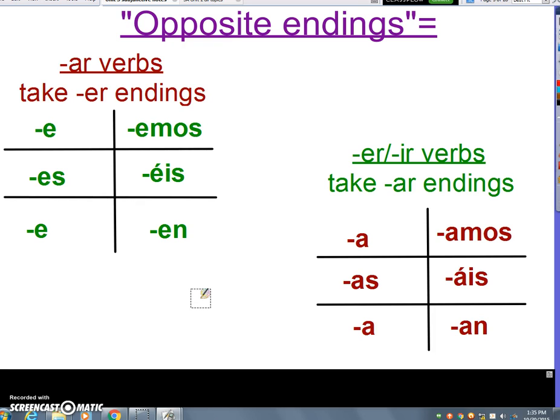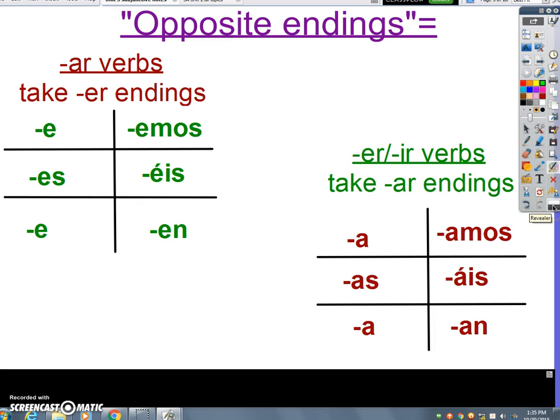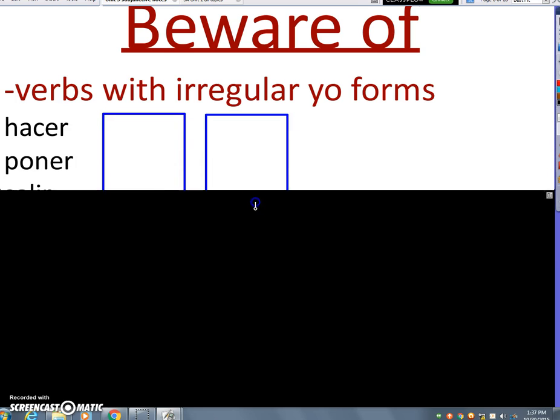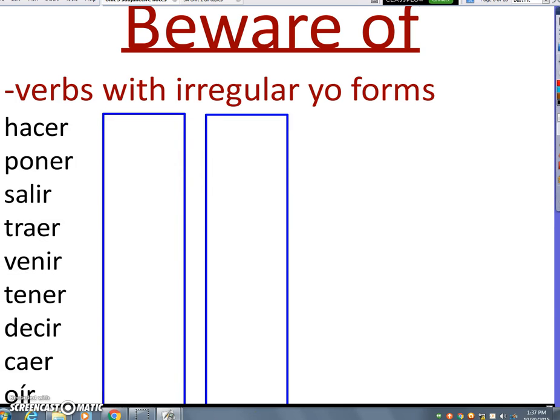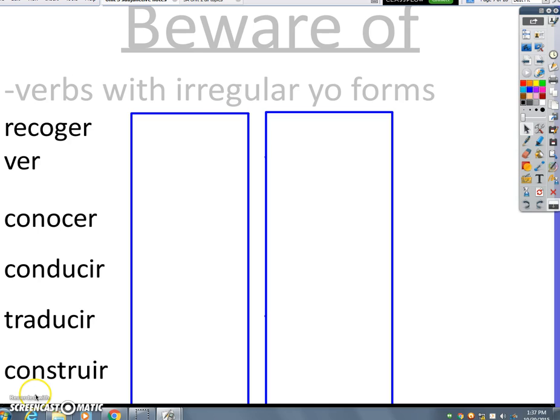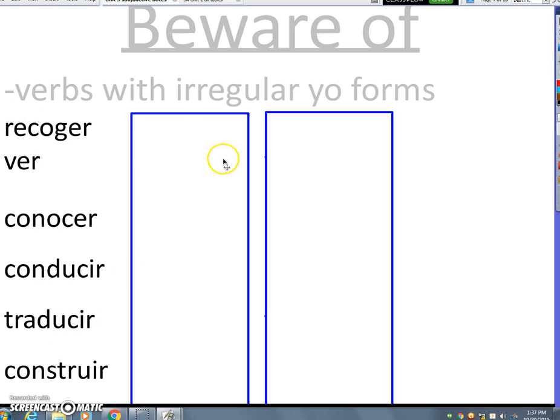Of course, there are some things we need to be careful of. If you remember your commands, what do we have to be aware of? We have to be aware of verbs with irregular yos, of which we know many. Because if the yo form's irregular, and we need to take the present tense yo form, drop the o, and add the opposite ending, that's going to affect our verbs. So here are some verbs with irregular yos. Go ahead and just write those down and leave space for us to fill these in together in class. And there are a few more I want to add to this list. These here. So go ahead and write those down as well. And again, we'll talk about what will go in these spaces together.